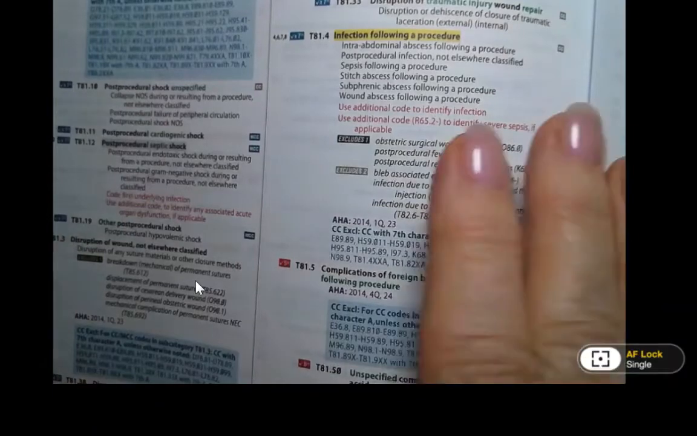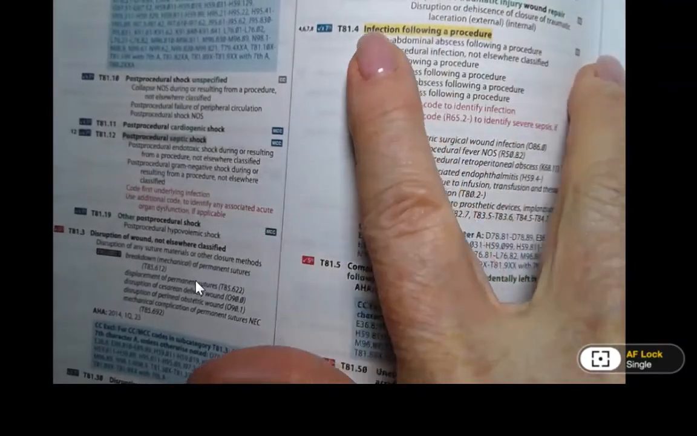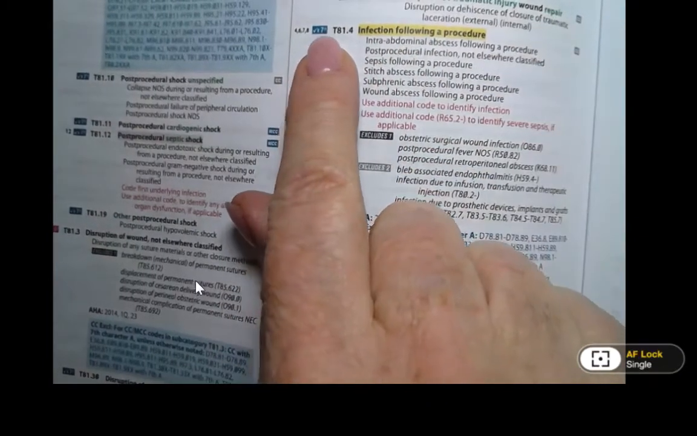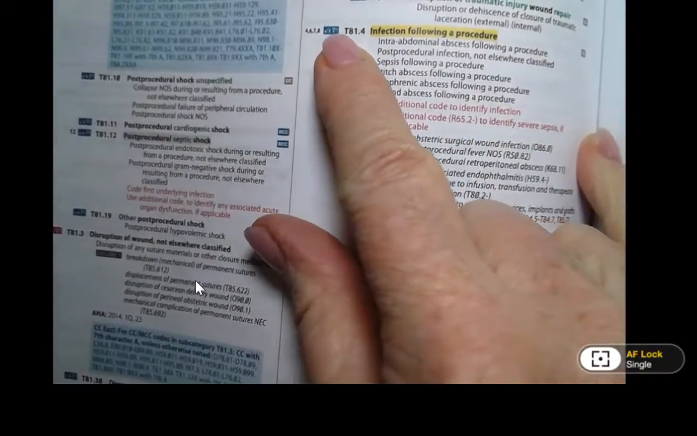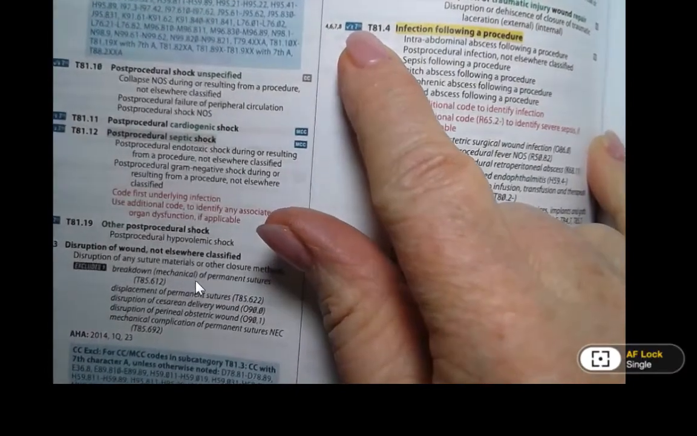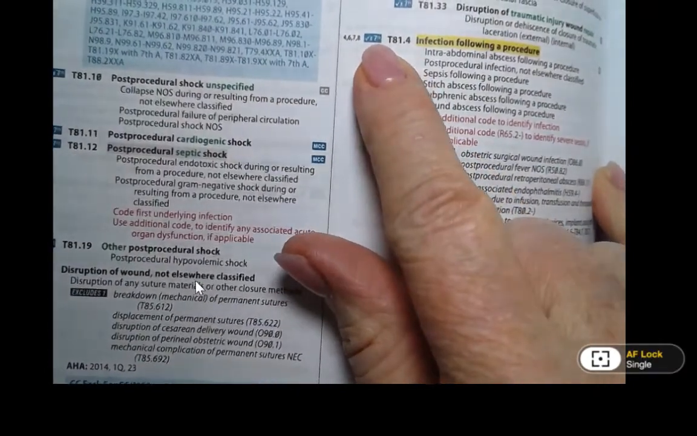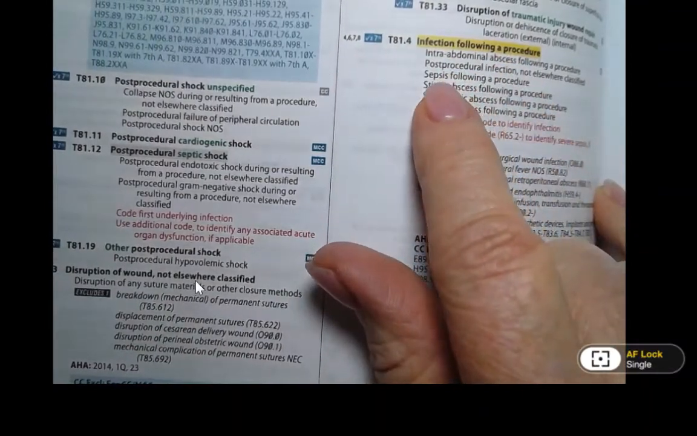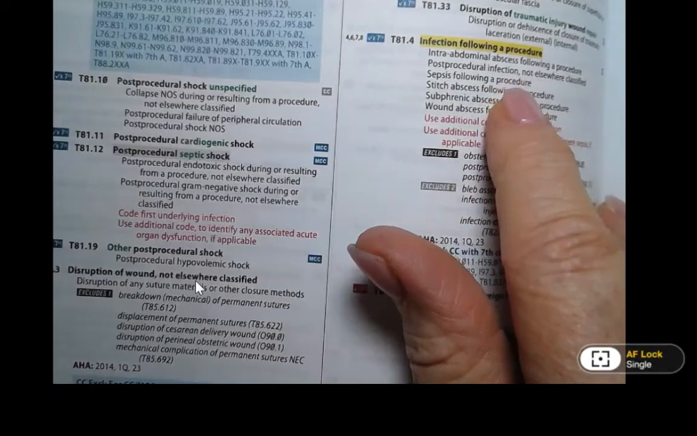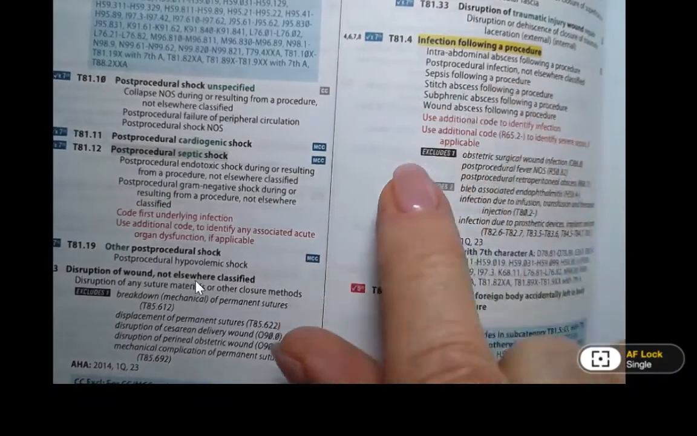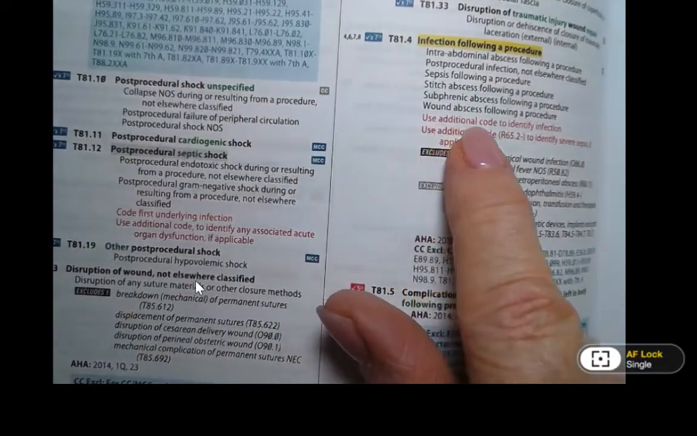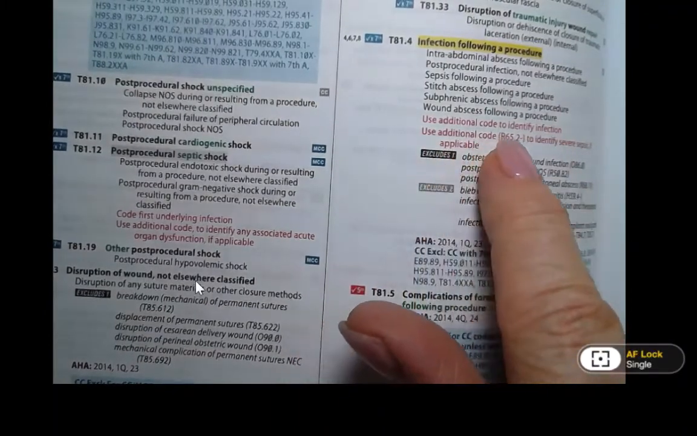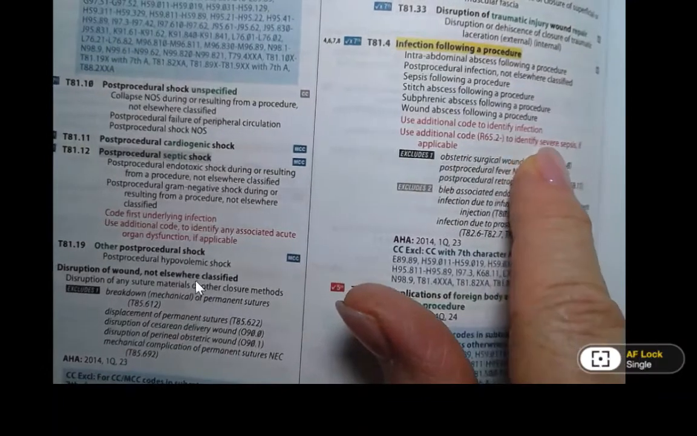And when we look it up in the tabular, T81.4, infection following the procedure, right away I notice seven characters are needed to make this a complete code. Let me move that up. That's a little bit better. T81.4, infection following a procedure. And here's our exact wording from our documentation, sepsis following a procedure. We need to use additional code to identify the infection, and then use additional code to identify severe sepsis, if applicable.